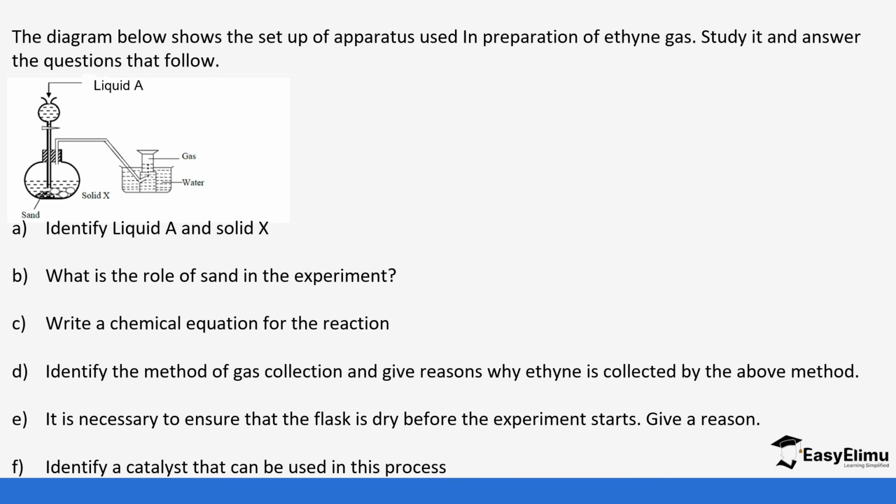Next, the diagram below shows a setup of apparatus used in preparation of ethyne gas. Study it and answer the questions that follow. We have liquid A and solid X. It's more or less the setup that we had in the previous question, but you can see the questions are more. Identify liquid A. Liquid A is water, and solid X is calcium carbide.